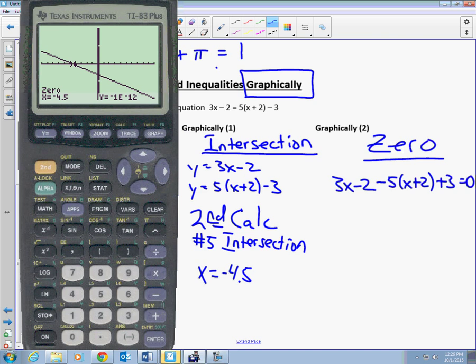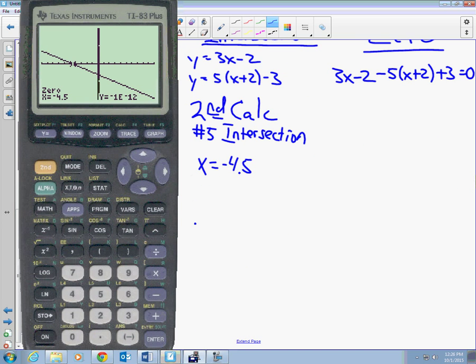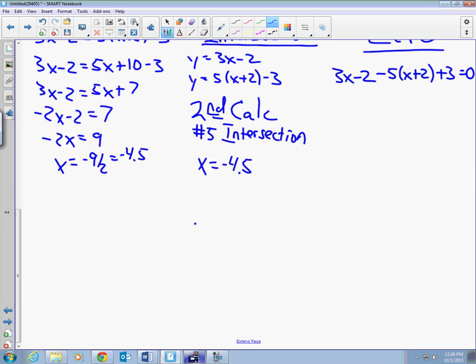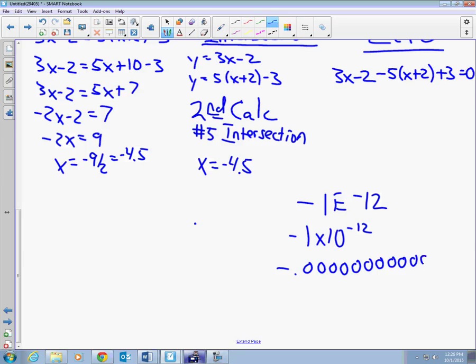Okay. Your calculator is stating this. When it says negative 1e negative 12, here's what it means: negative 1 times 10 to the negative 12. Well, if you were going to write that out as a decimal, it would be negative 0.1, 2, 3, 4, 5, 6, 7, 8, 9, 10. Right? Approximately what number is that? 0.